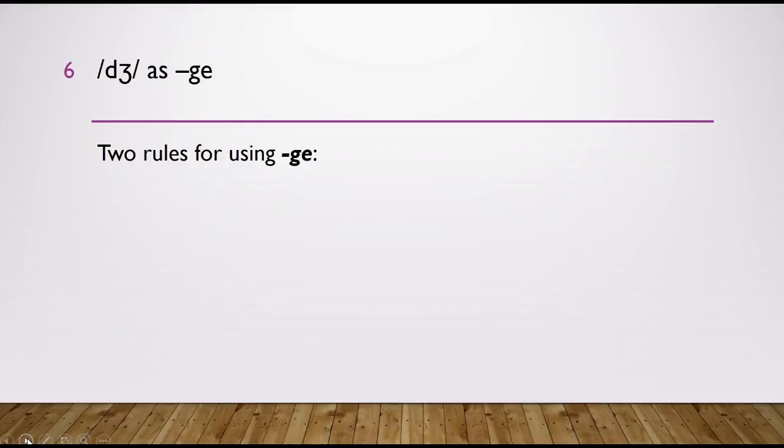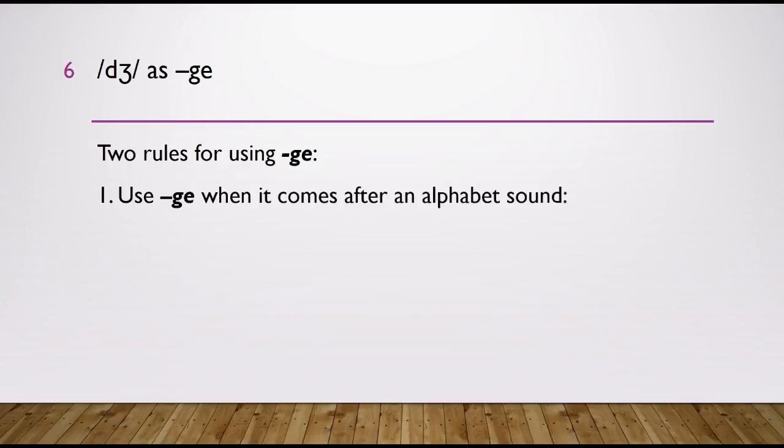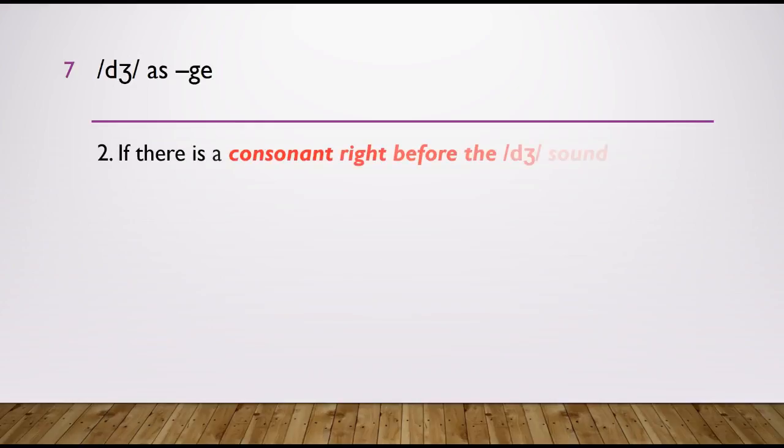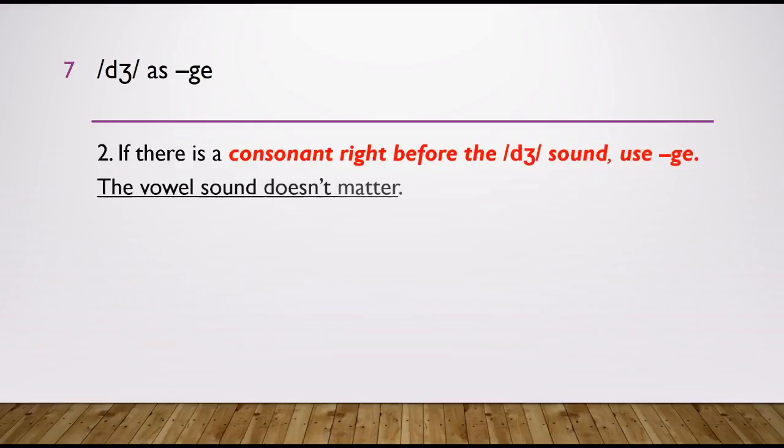However, the rule for GE has a couple of conditions. Number one, use GE when it comes after an alphabet sound. So in a word like rage, huge, stage, all of those contain alphabet sounds, so you're going to use GE. The second rule says, if there is a consonant right before the j sound, use GE. And in this case, the vowel sound doesn't matter.